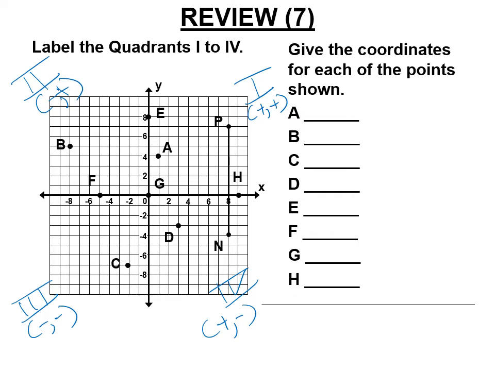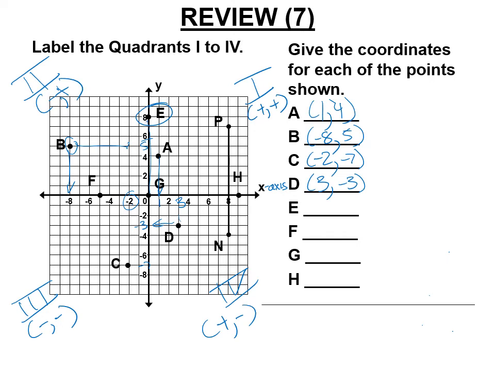So A is at, you get the x coordinate first, 1. The y coordinate is 4. B, where's B? It's way over here. X is negative 8. Y is 5. C, x is negative 2. You go up to the x-axis, and y is negative 7. D, you go up and get positive 3, and then y is negative 3, halfway between negative 2 and negative 4.